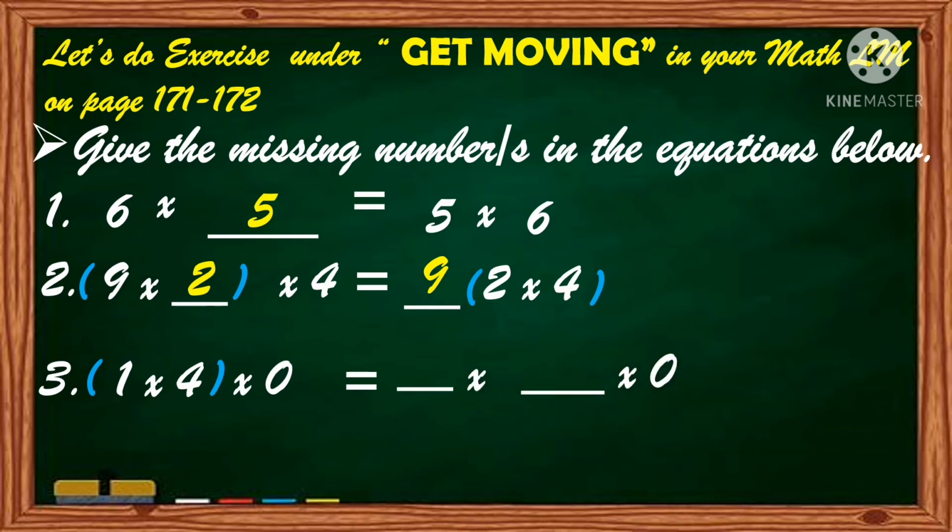Number 3. 1 times 4, open and close parentheses, times 0 is equal to blank times 0, open and close parentheses. What are the missing numbers? Okay, let us check. 1 and 4. You did a great job, kids.